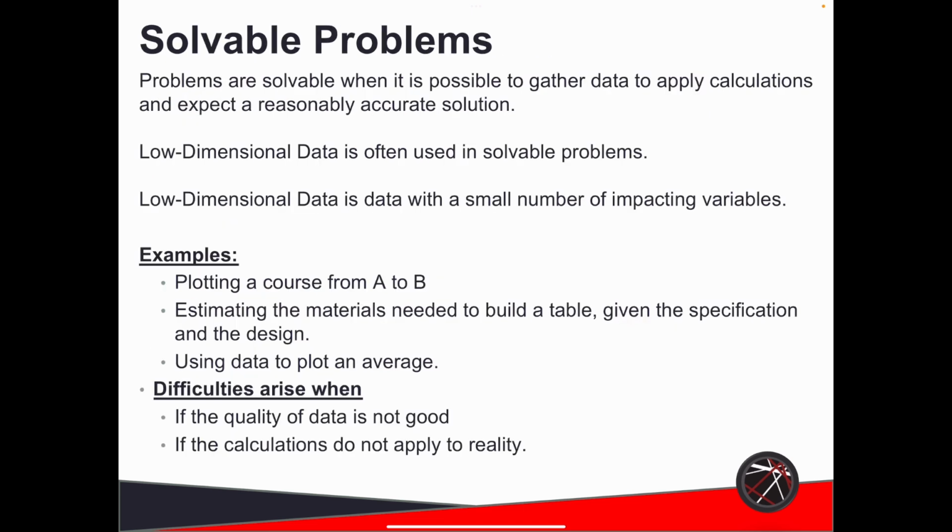With problems, what we want to be able to do is to apply whatever situation we're in. And therefore, we may use what's called low-dimensional data. And that data is helping us to solve the problem. And again, it's where there isn't that many aspects to that outcome. So, for example, if we're just plotting a simple course from A to B, there aren't too many variables, too many different constraints on that.